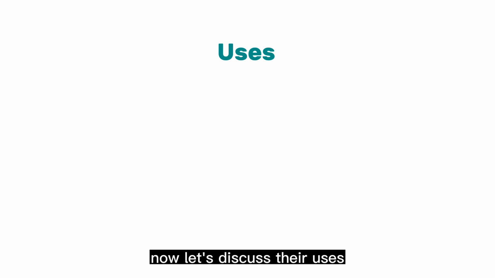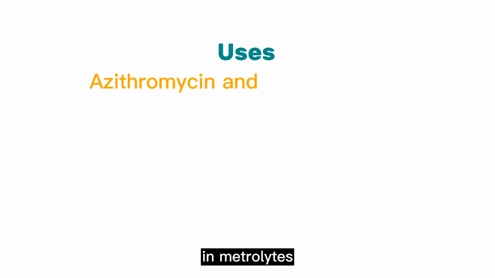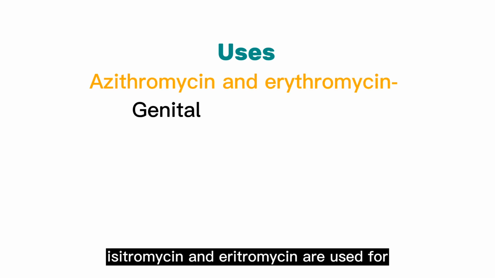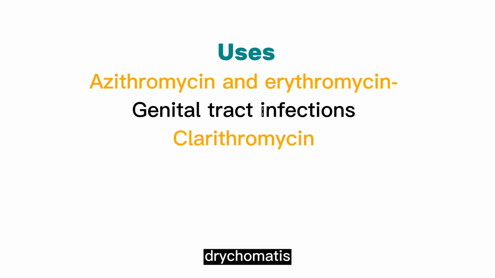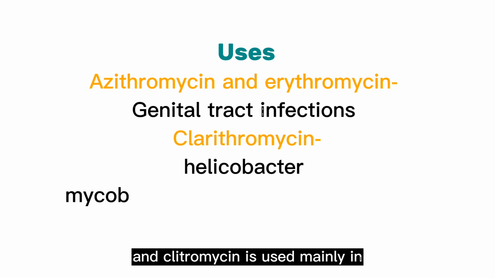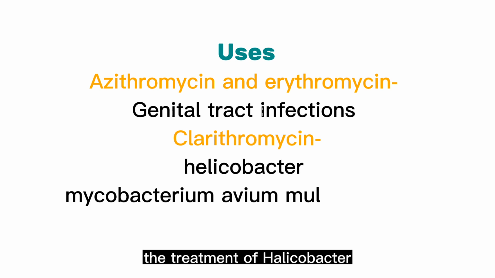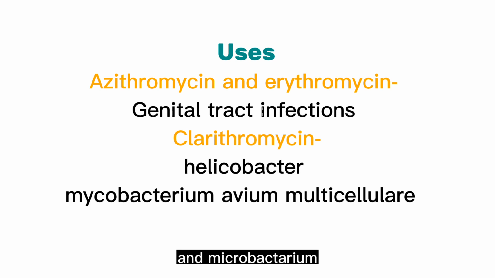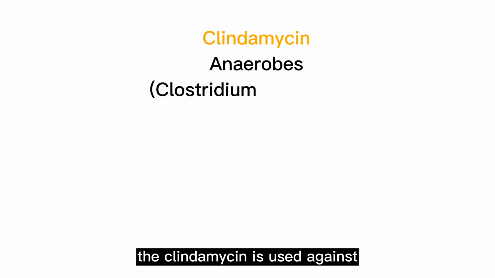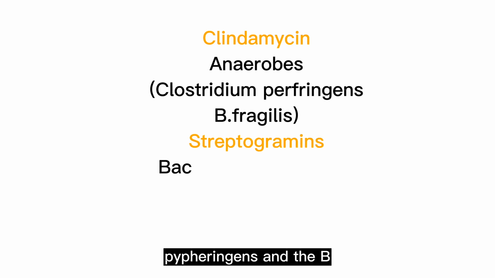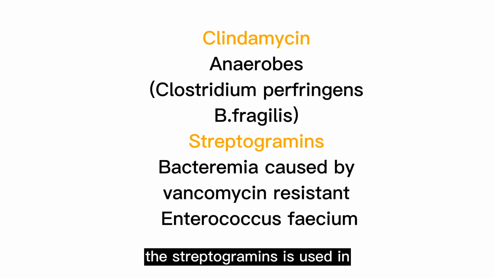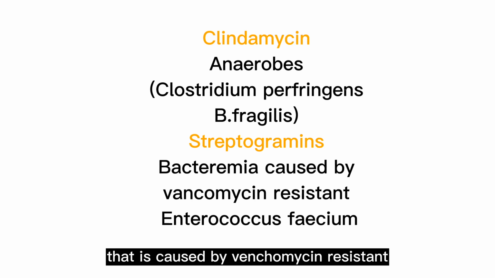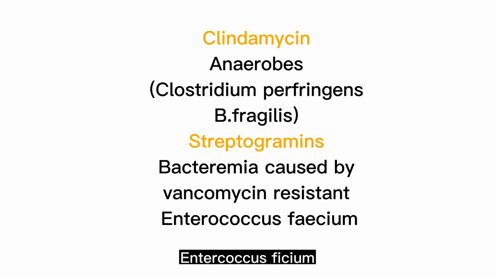Now let's discuss their uses. In macrolides, azithromycin and erythromycin are used for genital tract infections that are caused by Chlamydia trachomatis, and clarithromycin is used mainly in the treatment of Helicobacter and Mycobacterium avium intracellulare. Then the clindamycin is used against the anaerobes such as the Clostridium perfringens and the B. fragilis. Then streptogramins is used in the bacteremia that is caused by vancomycin-resistant Enterococcus faecium.